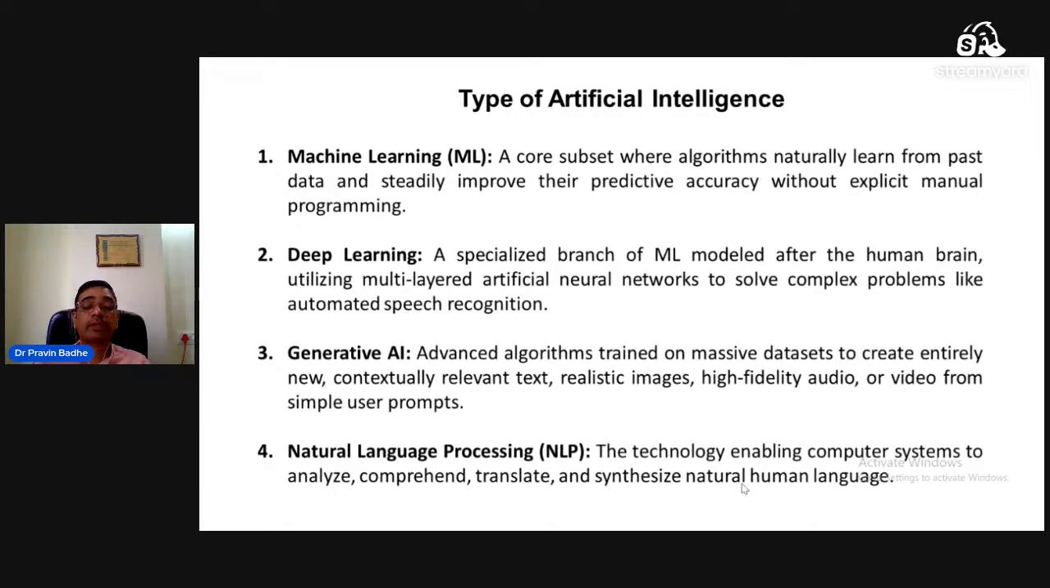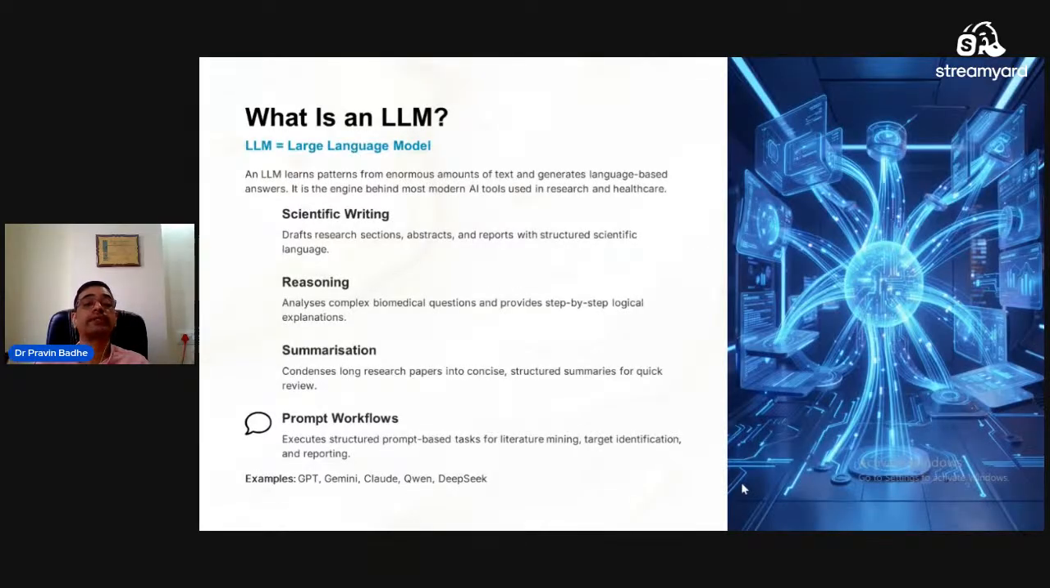One of the things I mentioned as the third and fourth type is the large language models. Large language models have changed the utilization of AI for non-coders, for those with a science background, and many other areas, who don't know how to code. So it is very important that you understand what a large language model is. Large language models learn patterns from an enormous amount of text and generate language based on answers. So it is a predictive and generative model, where the engine behind it is a modern AI tool which can be utilized in research and healthcare.